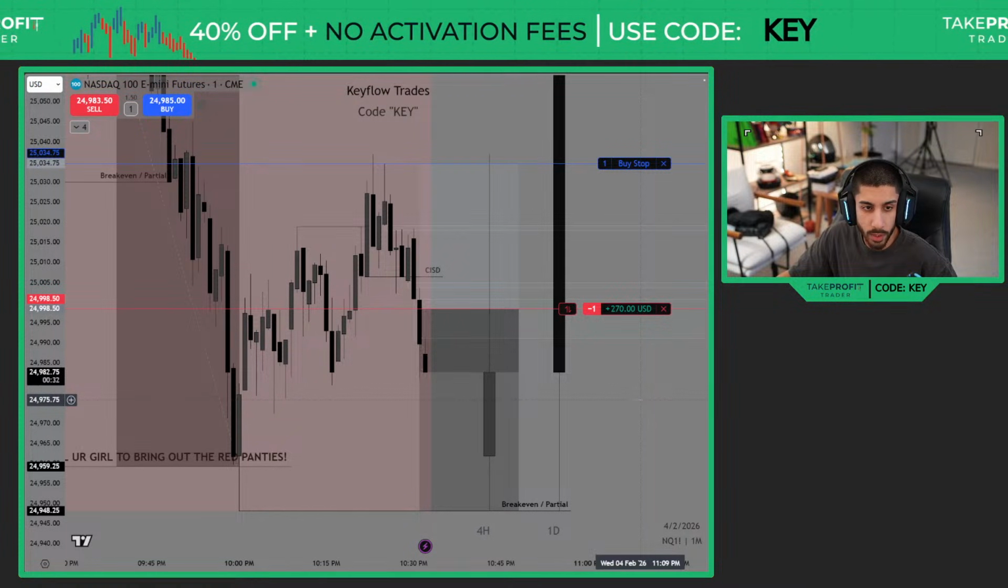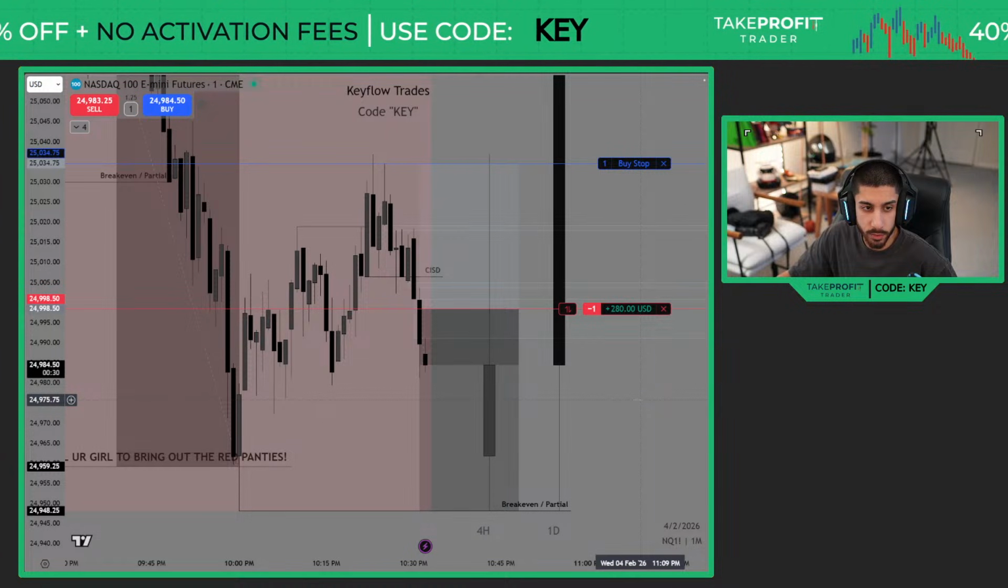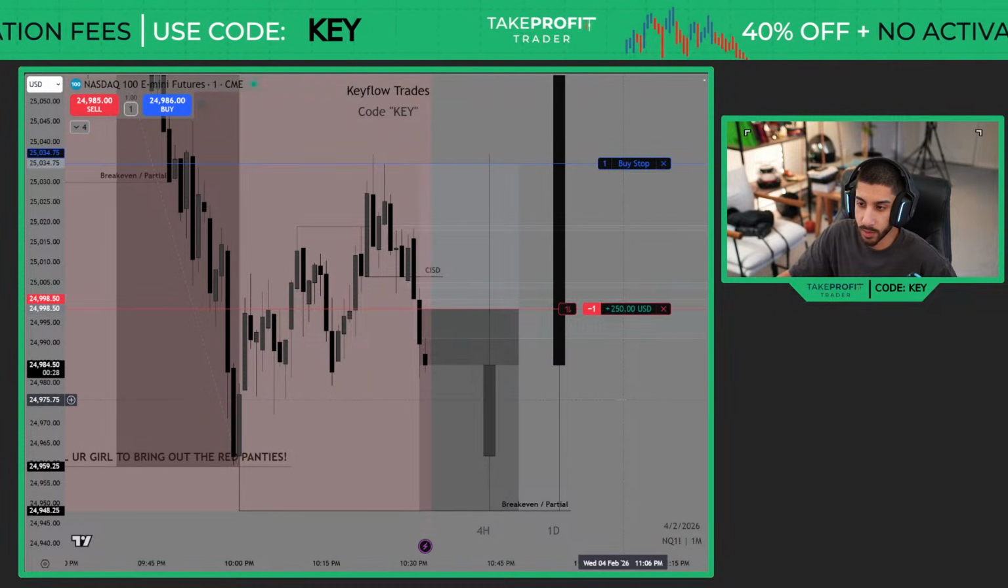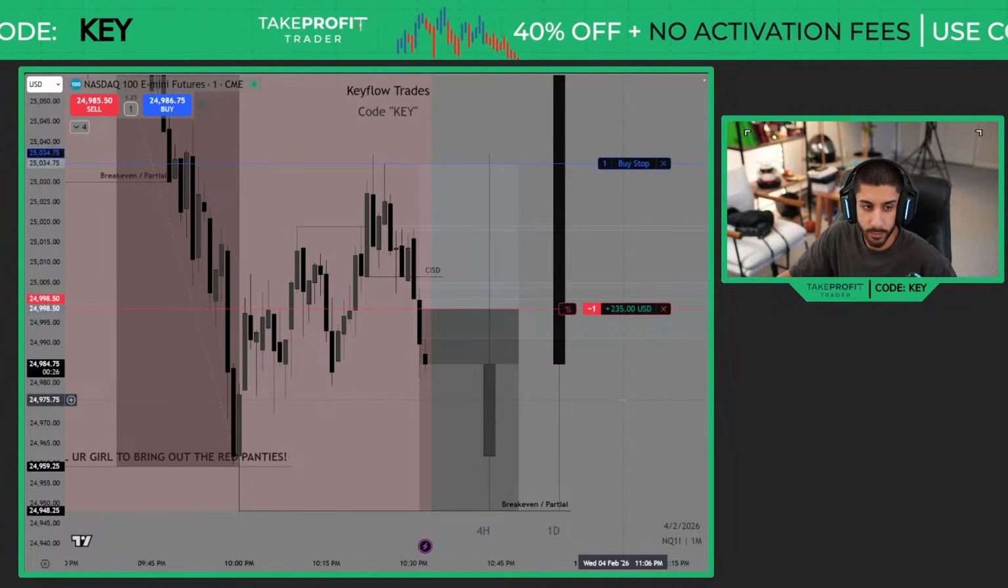Why does TradingView not show daily wicks properly? The closing price different. Yeah, I don't know, man. I've seen that happen quite a few times. I don't know. What's good, Chuck?